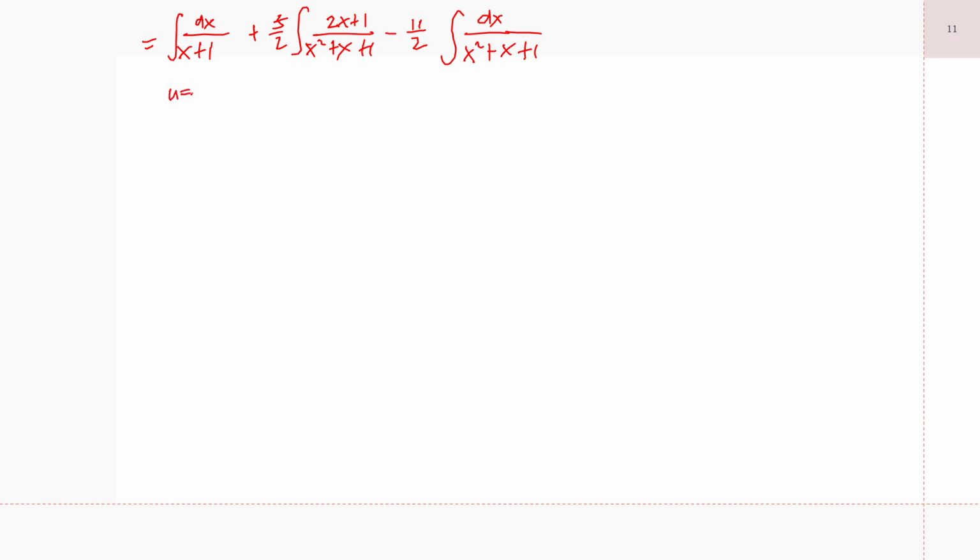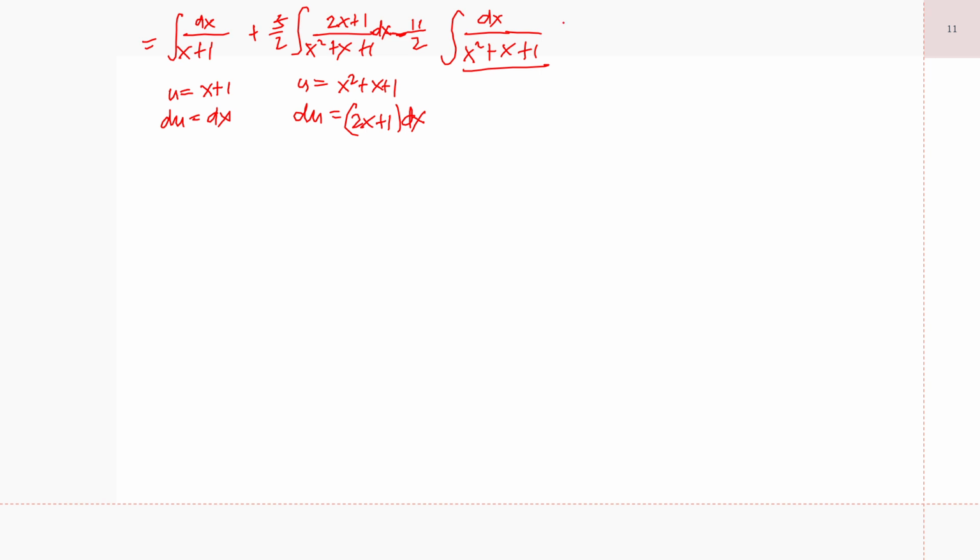Here, our u is in the form of ln, a natural logarithm. U is equal to x plus 1. Our du is equal to dx. Here, our u is equal to x squared plus x plus 1. Our du is equal to 2x plus 1 dx. And minus 11, this one is in the form of an inverse trigonometric function.